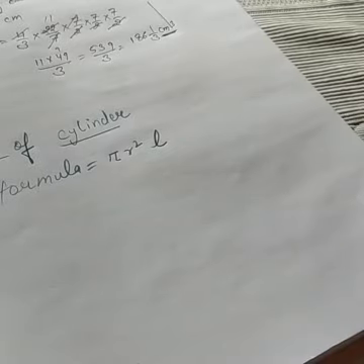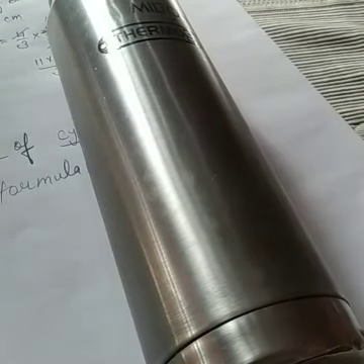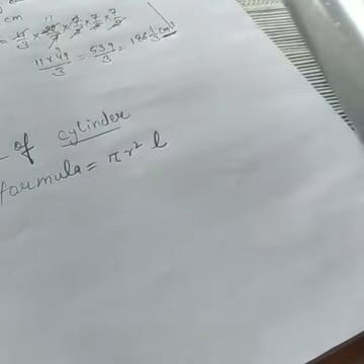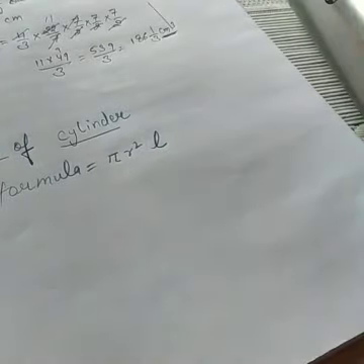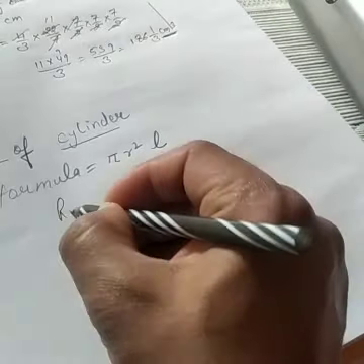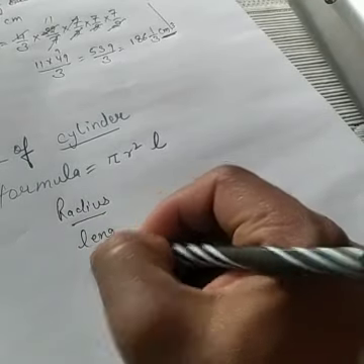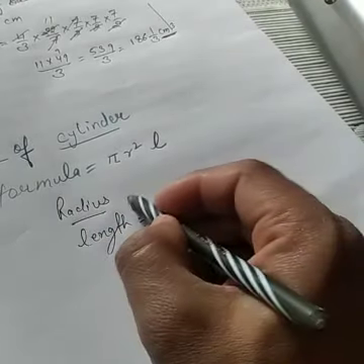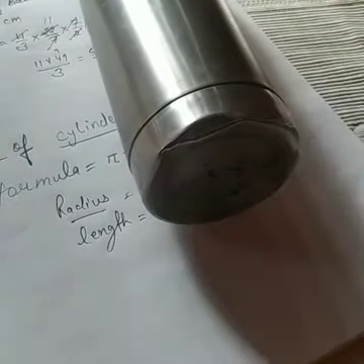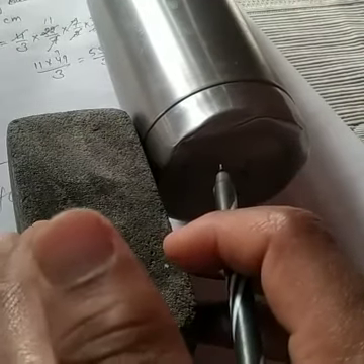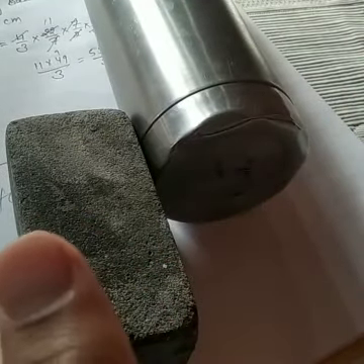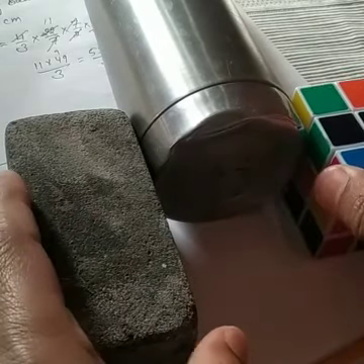How to find the volume of the cylinder? I told you we will take, first let's find what things we need over here. First is radius, second is length of this bottle. Okay, let's find radius. Same like we find the radius of the sphere, or we can find normally also, but let's find like this.